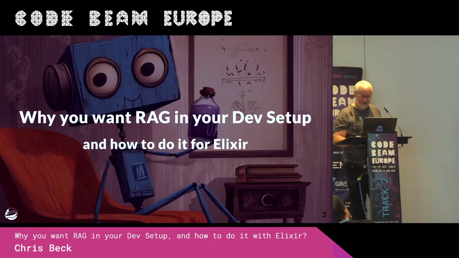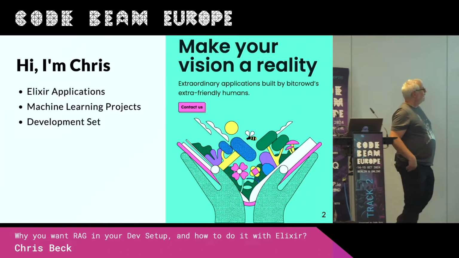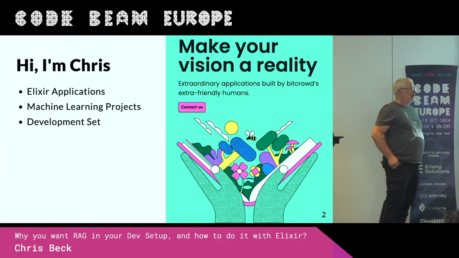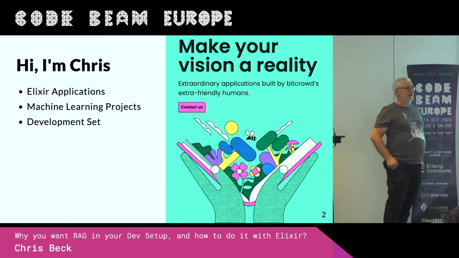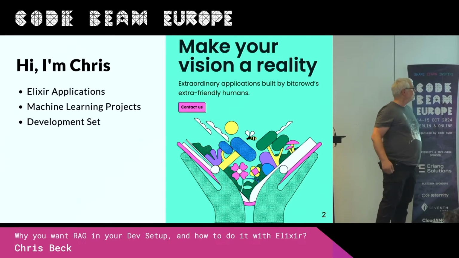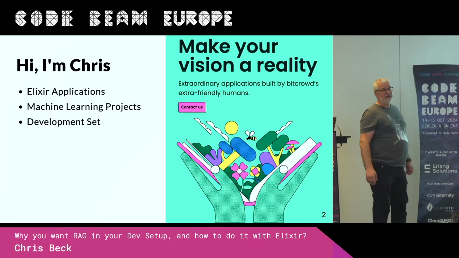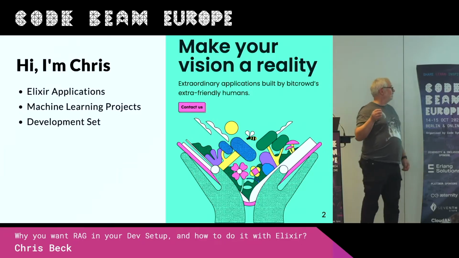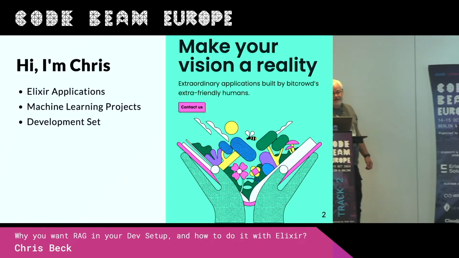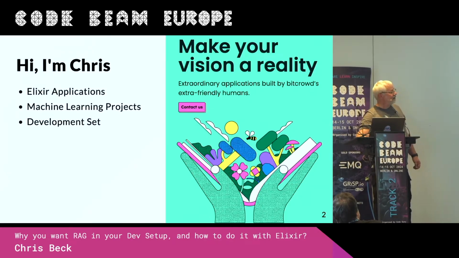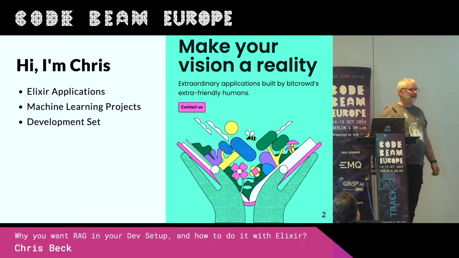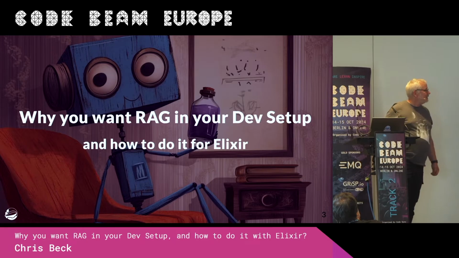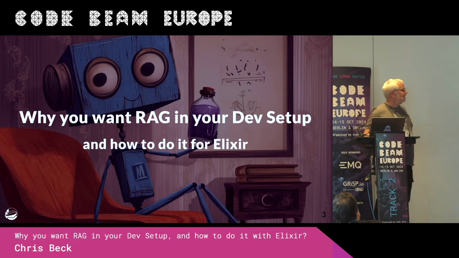Let's start. I'm Chris, founder of BitCrowd. We're building Elixir applications. We can also help you with your machine learning project, and we also help you with your development setup. That means in terms of tooling, processes, or development itself. And from this help with development setup comes the idea for this talk, which is called Why You Want RAG on Your Dev Setup and How You Can Do it in Elixir.